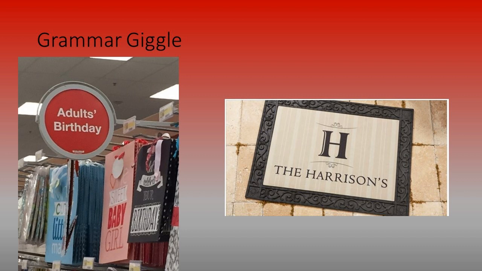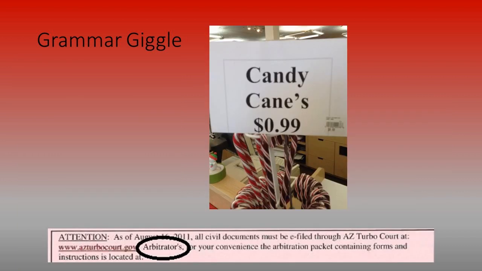Here's one from Target. All the adults have one birthday, I'm assuming, or should it just say adult birthday? And then what belongs to the Harrisons? The mat. There should be no apostrophe there. You can see apostrophes do not make a word plural, and you can see that it's a huge problem. And I enjoy collecting examples. The pink part was actually from our local superior court to arbitrators. It's just crazy.